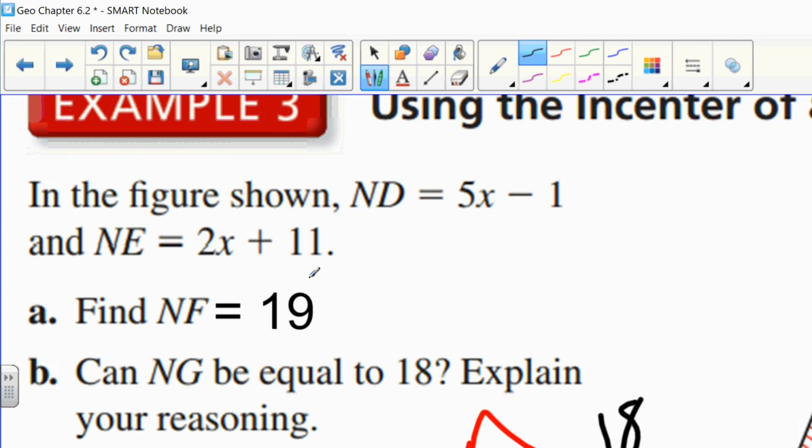So could this side be 18? Because the other side is 19. So this would be, no, it would have to be bigger than 19. Because the number is too small. We can't have a hypotenuse that's less than one of the two sides. So no. Any questions on any of this here?